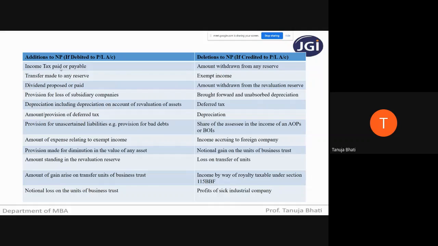Why am I talking about dividend distribution tax? Because again, it is a company. So don't think about an individual now in this module. Just think about a company. The company pays dividend distribution tax since it pays dividend to the shareholders.